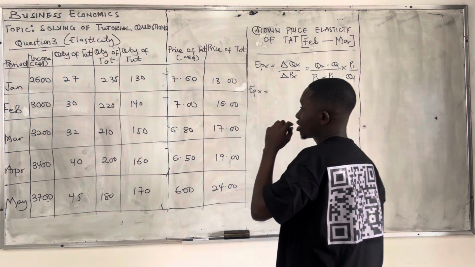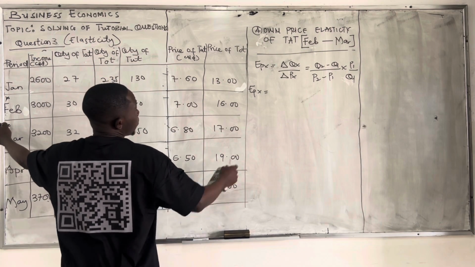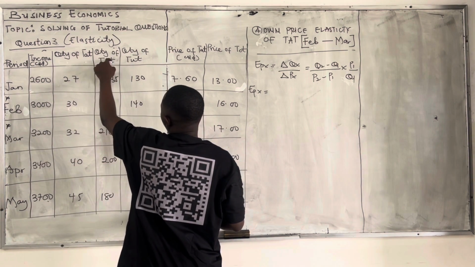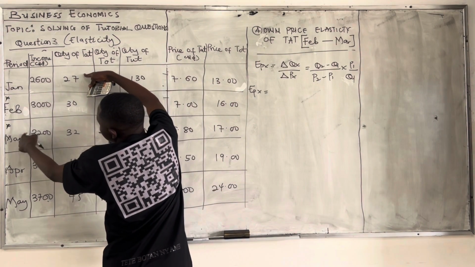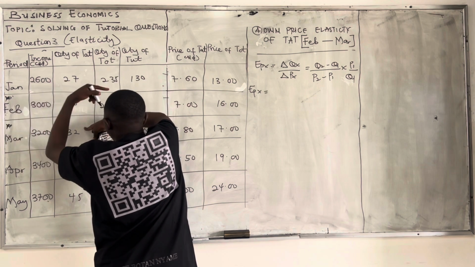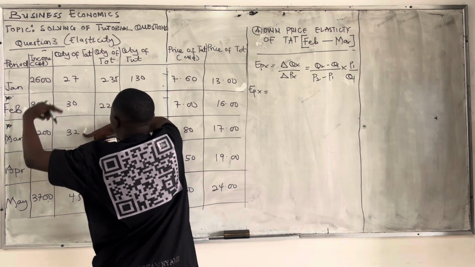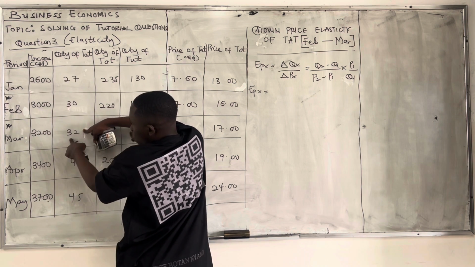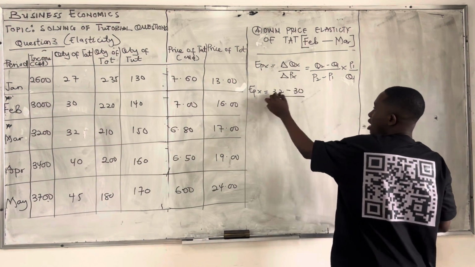So between February and March, we are using the quantity of TAT. This is February and this is March. I explained that the first one is initial and the second one is the current one, meaning it will be March minus February. That will be the solution. So this is the quantity of that: it will be 32 minus 30.